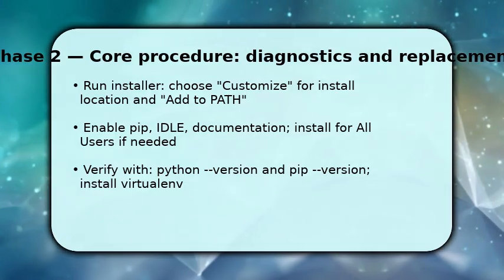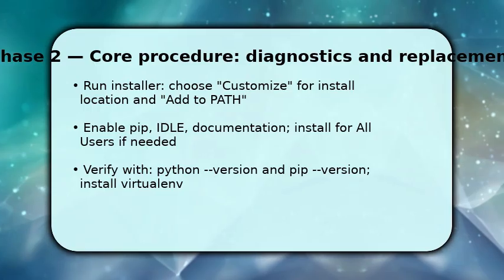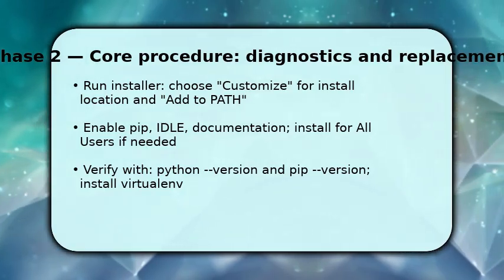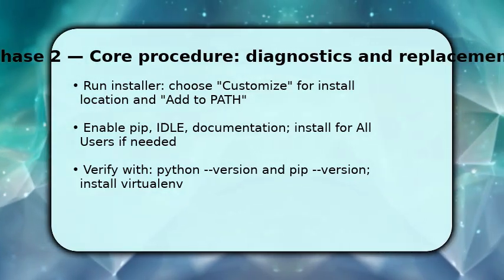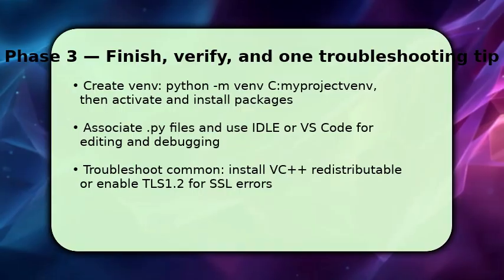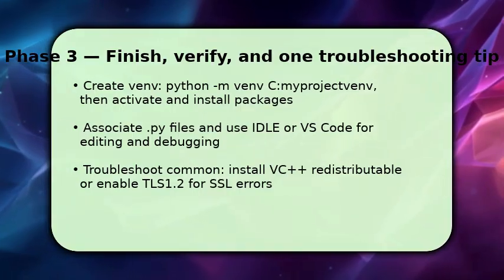After installation, open CMD and run python --version and pip --version to confirm success, then pip install virtualenv. This gives you isolated environments and prevents package conflicts later. You finish by creating a virtual environment and validating execution.